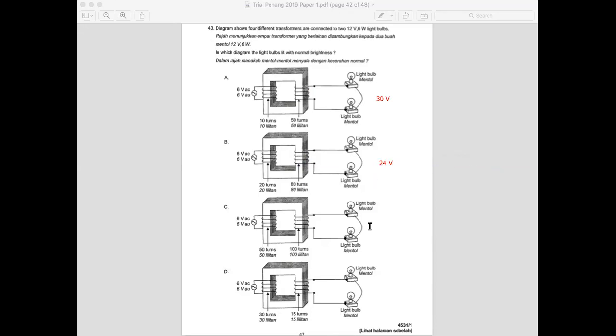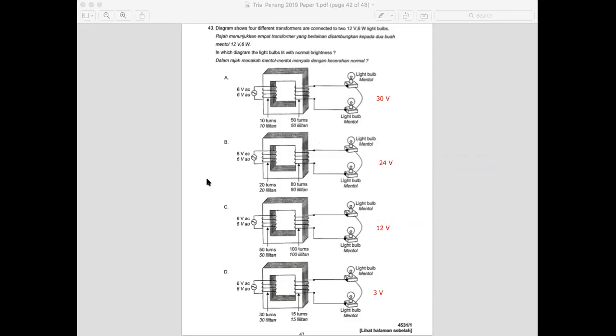For this one, Vs across it is times 2, 100 divided by 50 is 2 times. So 6 times 2 is 12 volt. This one we don't need, D is already step down. So the answer is either B or C. Which bulb will each get 12 volt, 6 watt? At first they answered C, then they changed to B.